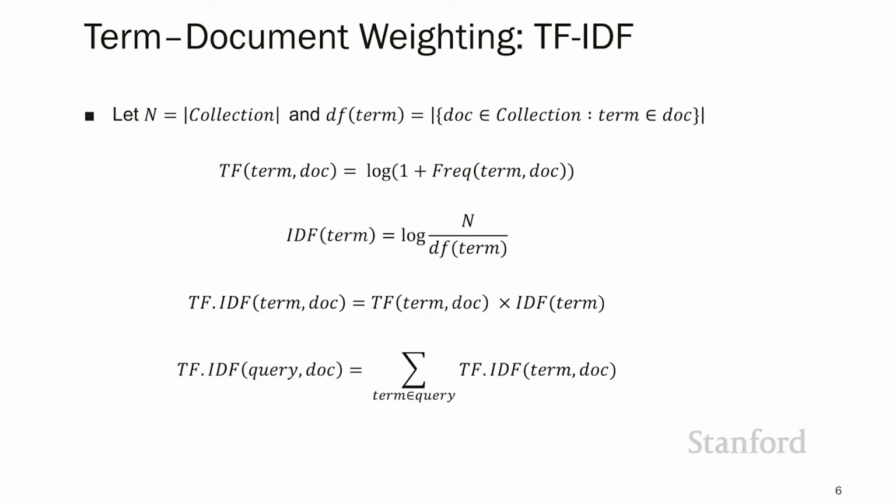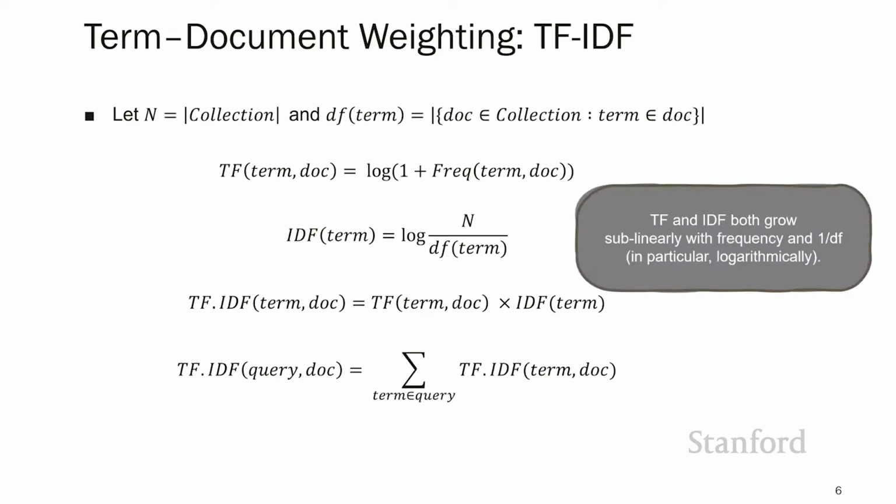TF-IDF is then nothing but the product of these two values for each query term, summed up at the end to assign a single overall score to each document by summing up across all query terms, as we've discussed before. Of course, higher scores are better, and the top K scoring documents are those that we would return to the searcher if we were to use TF-IDF. Notice how both TF and IDF grow sublinearly, and in particular logarithmically, with frequency and 1 over DF, respectively.